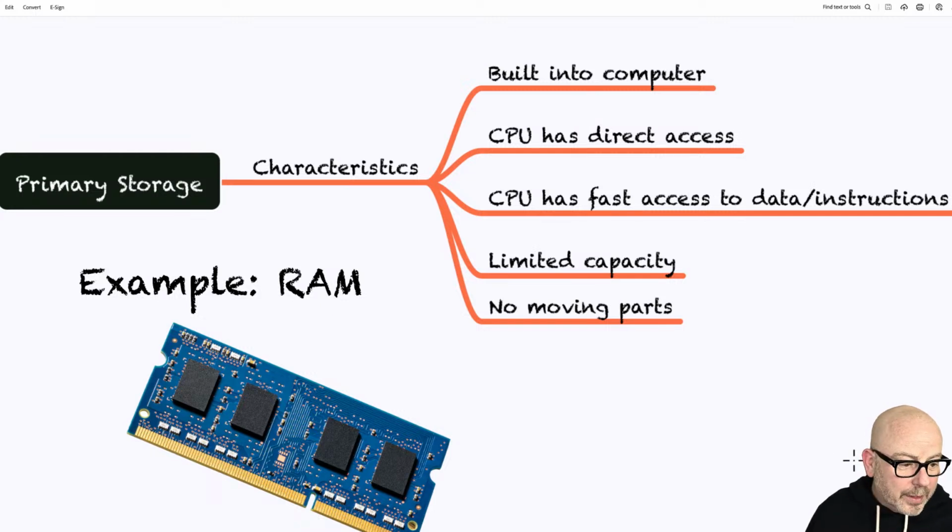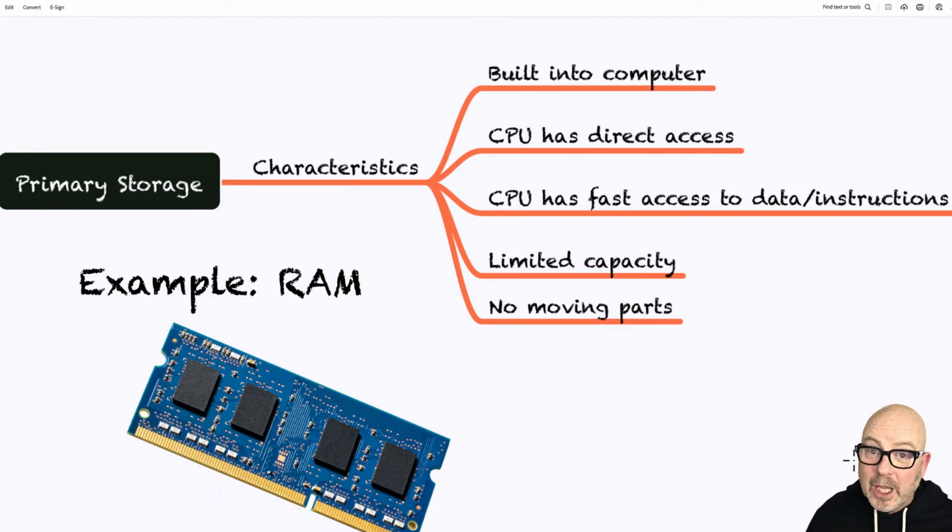So let's start off with RAM. RAM looks like that. You've all seen RAM. And what are its characteristics? It is built into the computer. The CPU has direct access to it. And this means that the CPU has got fast access to data and instructions. And of course, those are the two things that are being held, data and instructions. Hence the data register, and then we've got the address of where it is, okay? So RAM's got limited capacity, and we'll get on to virtual memory, what happens when RAM gets full.